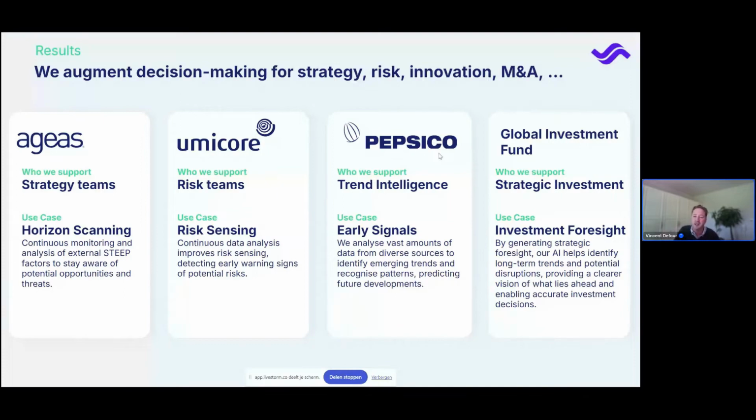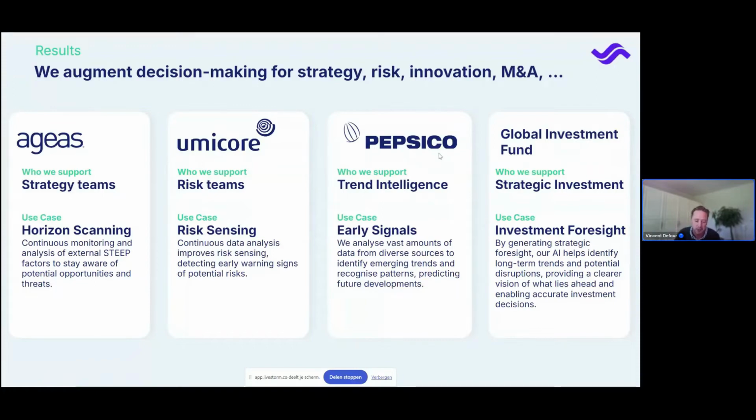And then I cannot disclose the name of the last use case. It's a global, one of the big investment funds at a global level. And there we support their investment foresight. It's a little bit the same, but these guys invest in all the big companies at the global level. And they really want to understand that long-term change. How is it potentially disruptive, and how should they shift their investment portfolios to specific themes or niches that are going on? So these are just 4 use cases that we enable with Trendtracker.